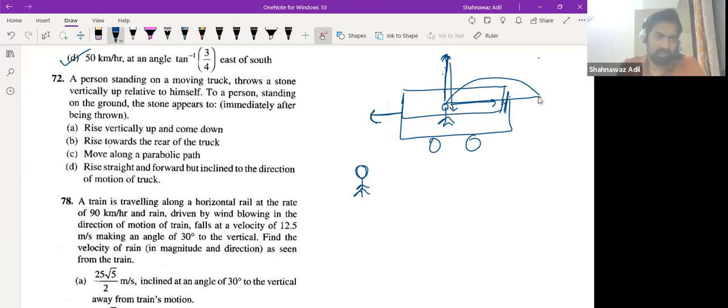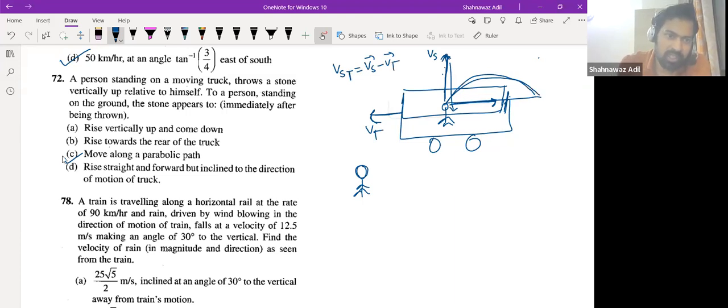Yes, sir. So this will move along the parabolic path, right? This is the velocity of the truck. This is the velocity of the stone. So if we calculate the velocity of the stone relative to this truck, this would be Vs minus Vt, right? So this would be minus of Vt, and then the stone will go in this direction.